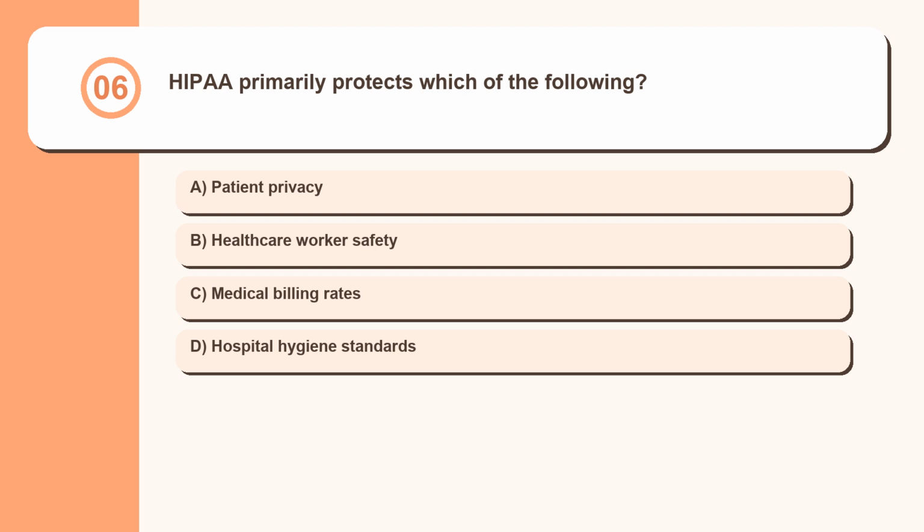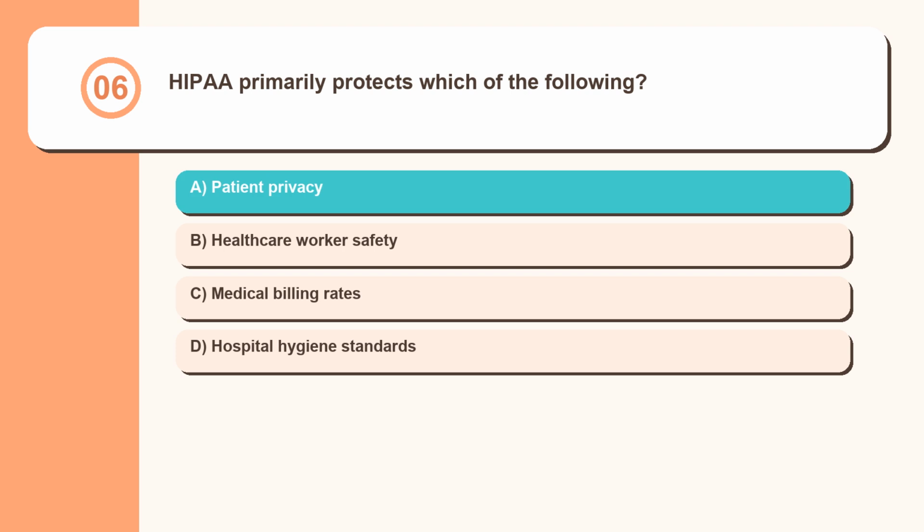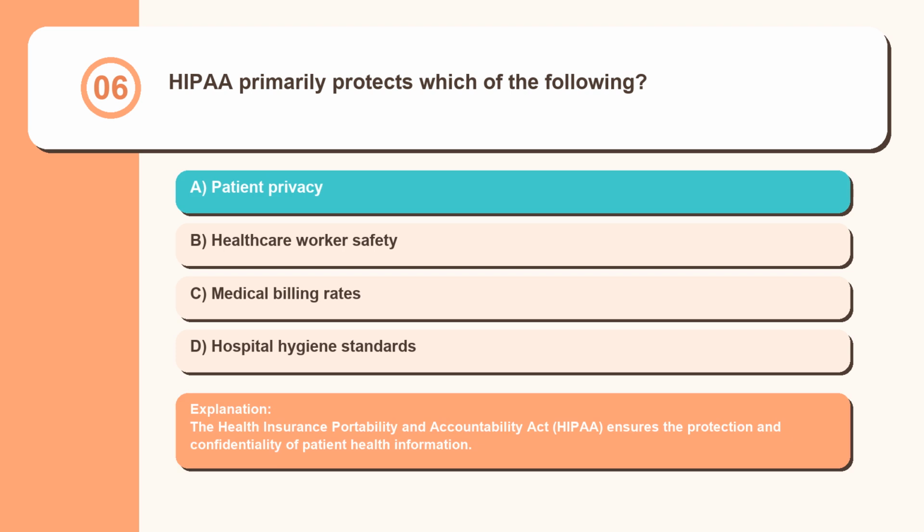Question 6. HIPAA primarily protects which of the following? Patient privacy, healthcare worker safety, medical billing rates, hospital hygiene standards. The Health Insurance Portability and Accountability Act, HIPAA, ensures the protection and confidentiality of patient health information.